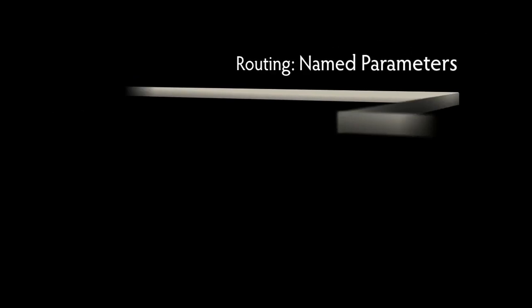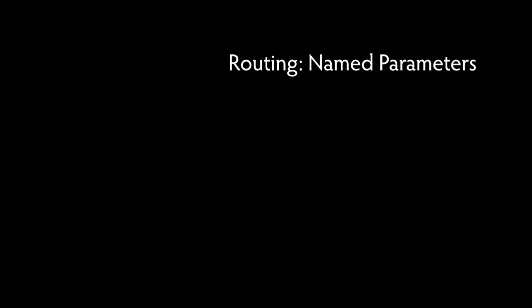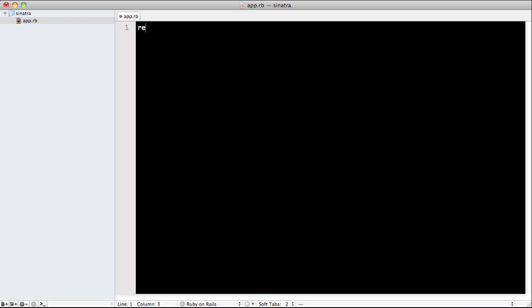Sinatra allows you to add named parameters in your routes. Let's create a string manipulator app that will manipulate a string in various ways depending on the URL. So let's require Sinatra at the top of our file. To include a parameter in our URL, we write a colon followed by the name we want to give it. In our case, we'll call it string.